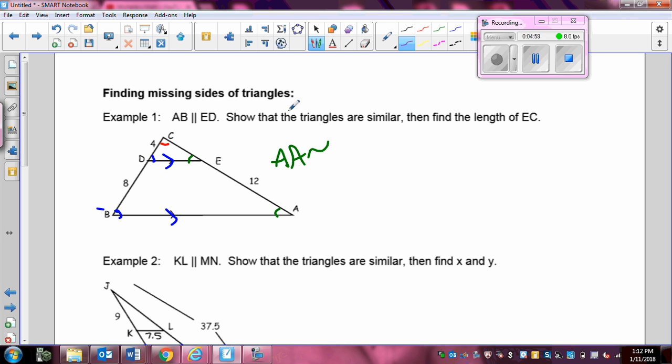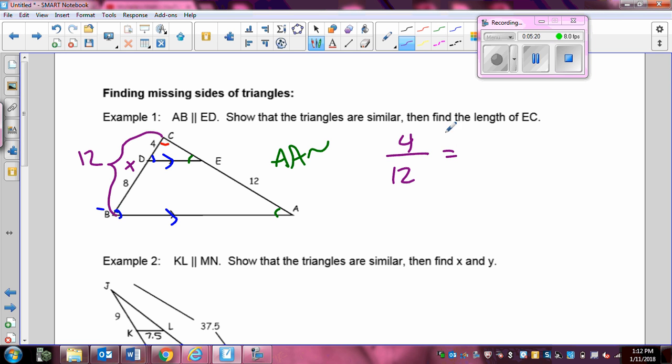It says show that the triangles are similar. They are. Then find the length of EC. EC, they want the little one. So I'm going to keep the small triangle on top, 4 over, the big triangle is not 8. The big triangle is going to be 4 plus 8, right? Which is 12.